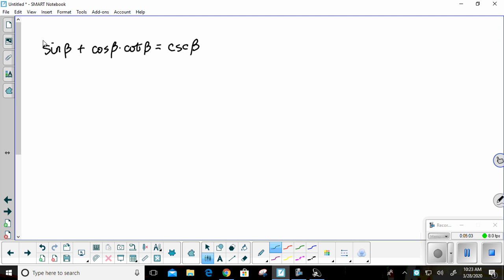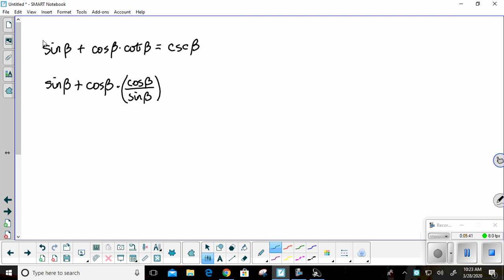So on the left-hand side, the only thing I can really substitute in is the cotangent, or replace the cotangent beta with cosine beta over sine beta. Because remember, cotangent is cosine over sine. So that's where I'm going to get started here. So on the left-hand side, I would replace again cotangent beta with cosine beta over sine beta.